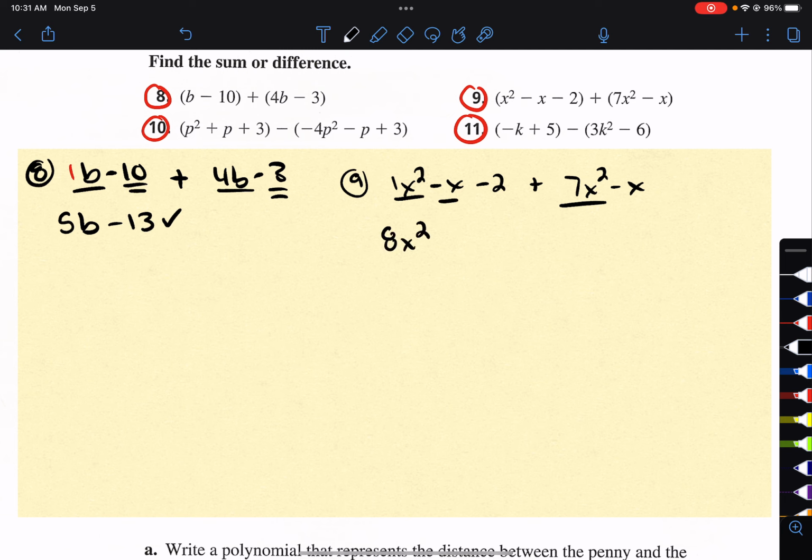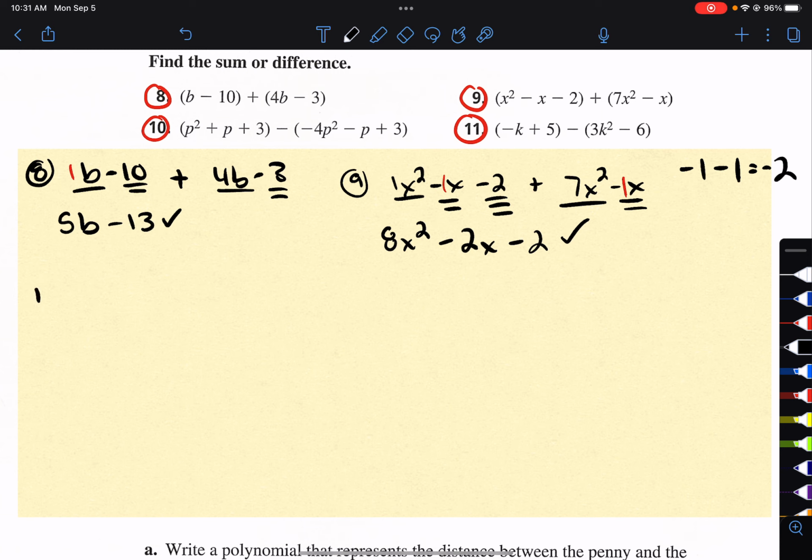And then I have, I like this question, a negative x and another negative x. Now remember, it's like there's ones in front of those. So I have negative 1 minus 1, and a lot of you are going to want to put 0, but a negative 1 minus 1 is actually negative 2. So that's going to be negative 2x. And then I've got a minus 2 all by itself. So minus 2. And that would be my final answer.